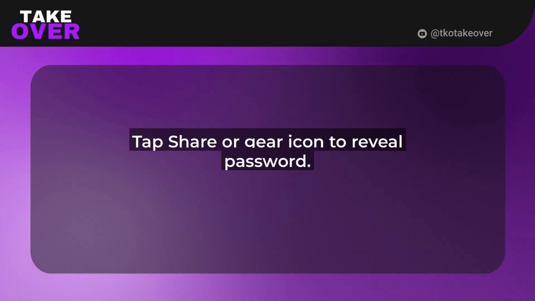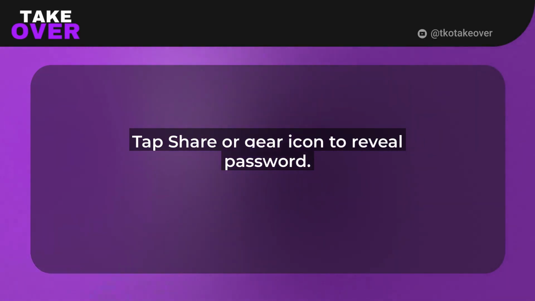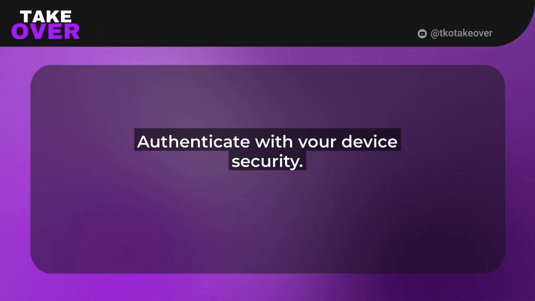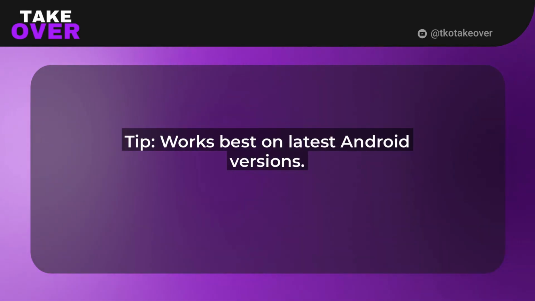A quick tip. If this doesn't work, double-check your Android version or ensure you're on a network you've previously connected to. Remember, this feature is available on most stock Android devices, but custom skins like Samsung's One UI might vary slightly. And there you have it. Your Wi-Fi password is now visible without any root access. Always be cautious with passwords to protect your network security.